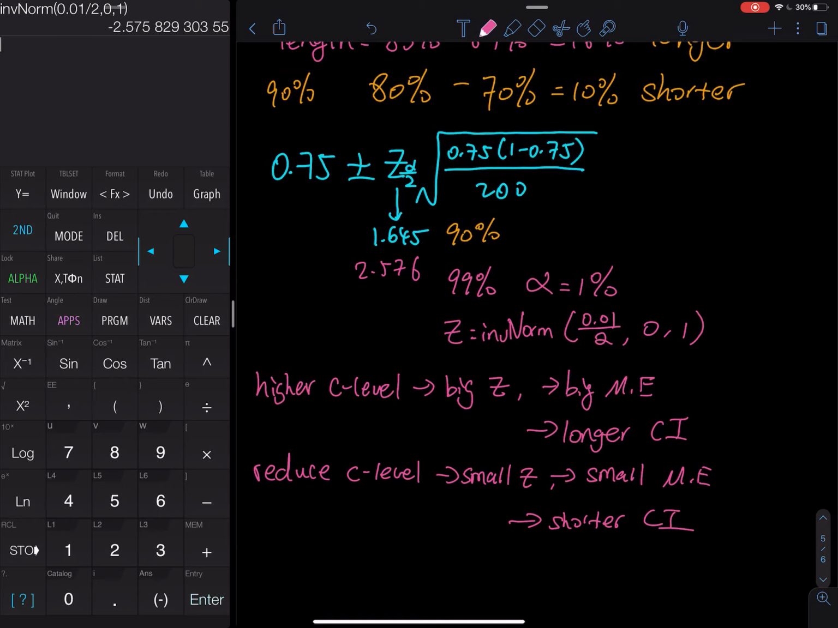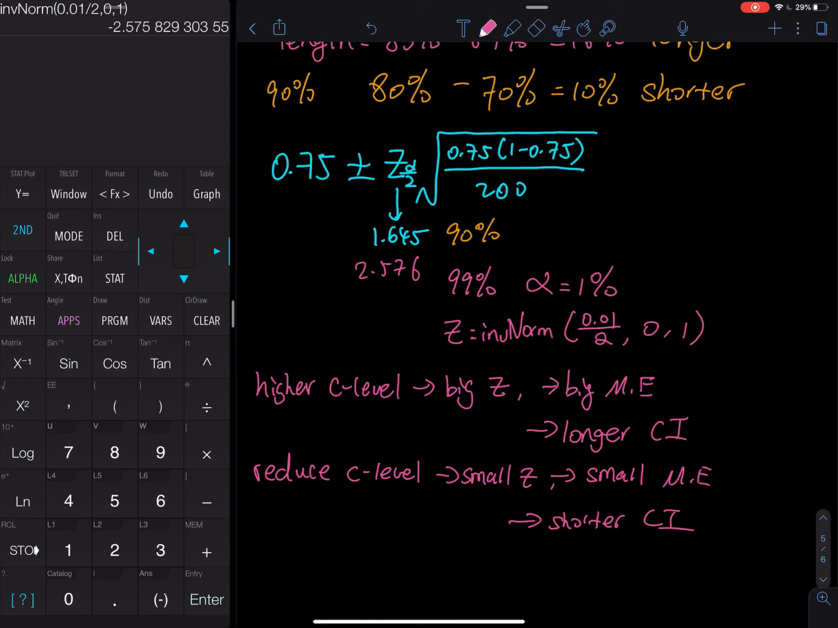Versus if you want like a 50% confidence interval, you only want 50% of the interval to capture the true mean, so a smaller interval will be fine. You don't need to make the interval so long, right? So that is the lesson we learned from part B.